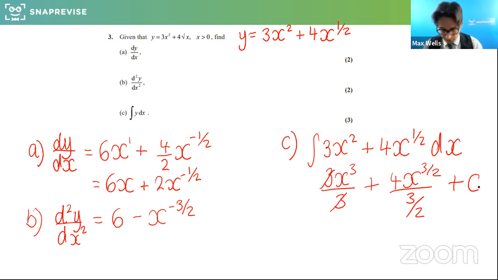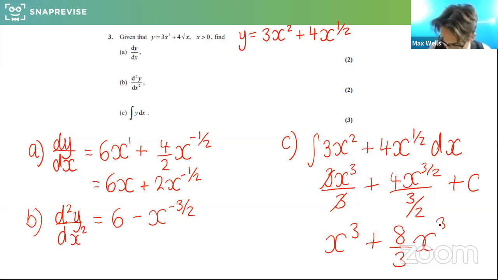This is perhaps the complicated bit, dividing by a fraction. Remember, it's the same as flipping and multiplying. So this will tidy up as x cubed plus 8 over 3, x to the 3 over 2, and don't forget your plus c. So this is your indefinite integration. It's not bounded, so this is kind of important. Make sure we don't forget that.